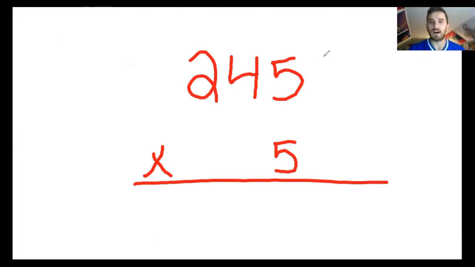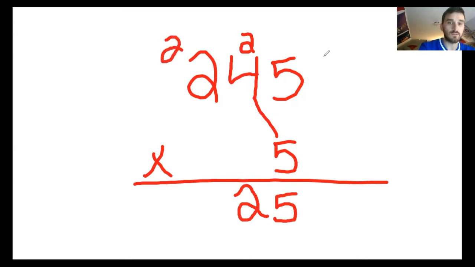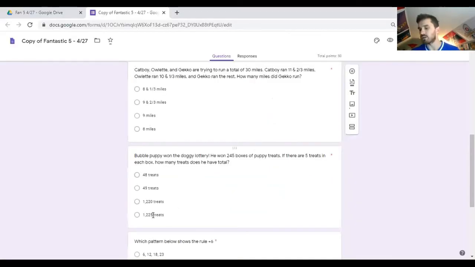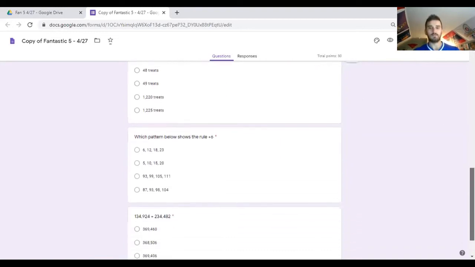So starting in the ones place, 5 times 5 is 25. 5 stays, 2 goes, don't forget it. Now 5 times 4 gives you 20, plus 2 more gets you 22. 2 stays, 2 goes, don't forget the 2. And last but not least, we go across to the hundreds place. 5 times 2 is 10, plus 2 more is 12. So if the question's asking how many puppy treats Bubble Puppy has, it would have been 1,225, which would have given you the answer choice of D.